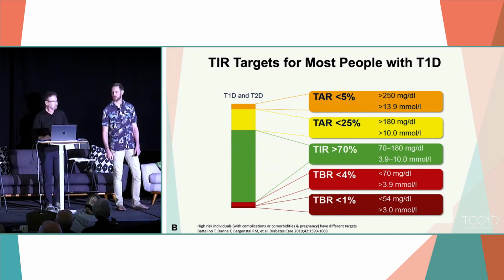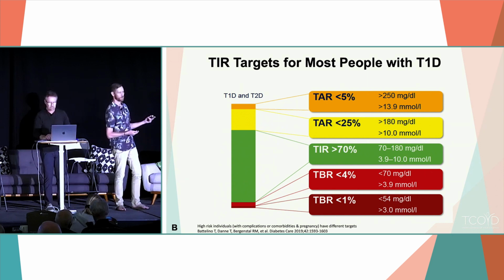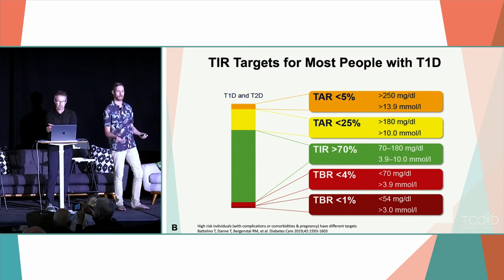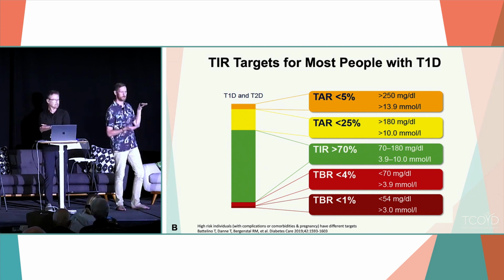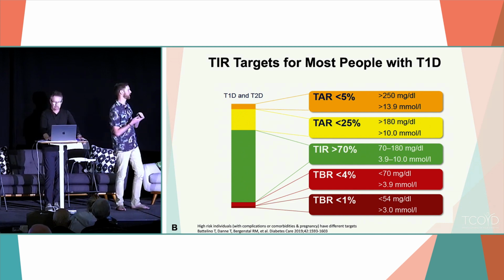And you guys have seen this before, but just as a reminder, these are the different time and range cutoffs. So TAR is time above range. That's that area in the orange and yellow at the top. So there's time above range that's really high, which is greater than 250. And there's this time above range, which is anything greater than 180. And that green area is the sweet spot. We want that as big as possible, as much time in range as possible between 70 and 180. And then the red ones, of course, are time below range, less than 70 and less than 54. And we really want to minimize those.